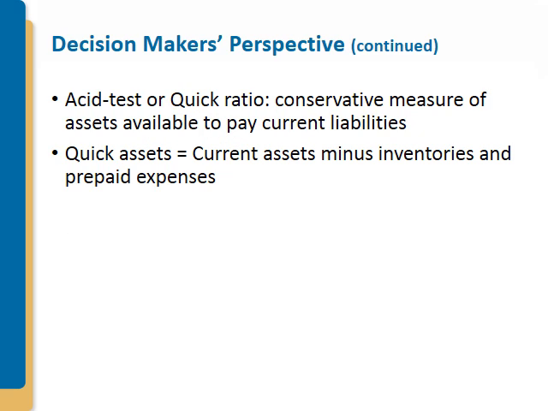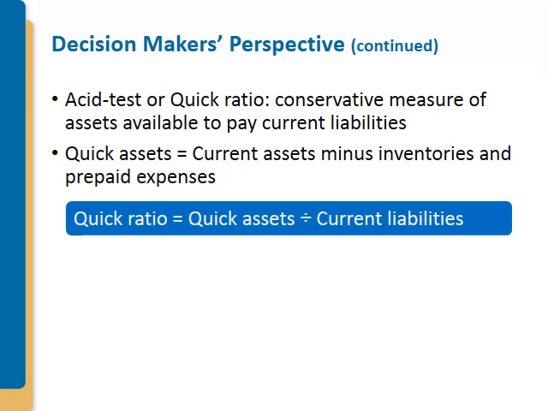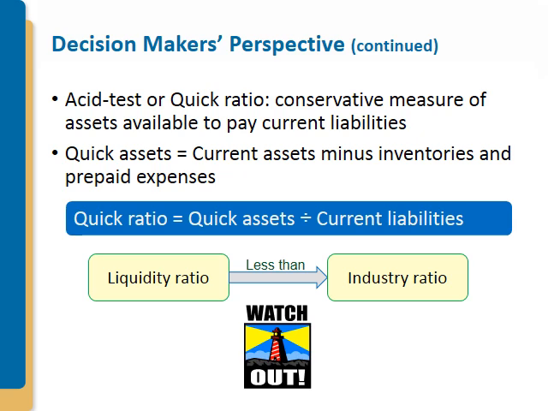We can adjust for the implicit assumption of the current ratio that all current assets are equally liquid. The acid test ratio, or quick ratio, is similar to the current ratio, but is based on a more conservative measure of assets' ability to pay current liabilities. Specifically, the numerator, quick assets, includes only cash and cash equivalents, short-term investments, and accounts receivable.